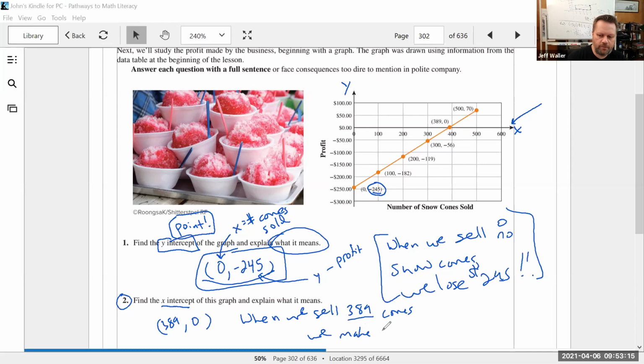We make $0. And another quick way to say it is break even point. Break even point. There we go. I like it.